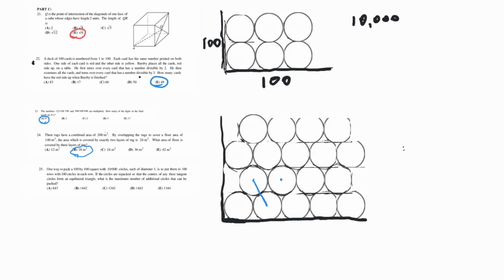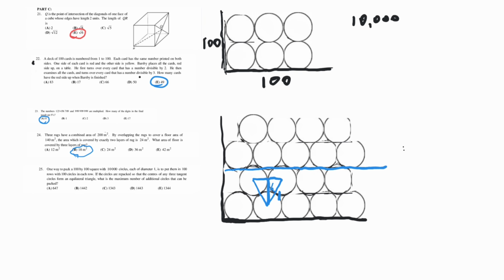The tangent circles form an equilateral triangle, so each side length is 2 radii, that's the diameter, which is 1. We will try to find the height of this triangle. If this is h, and because there are two rows right now, we look at the height here.